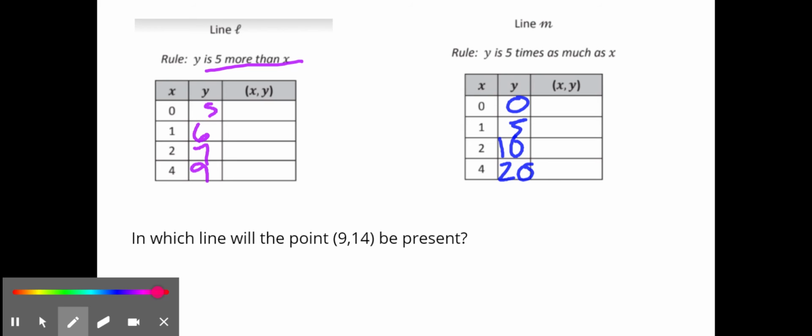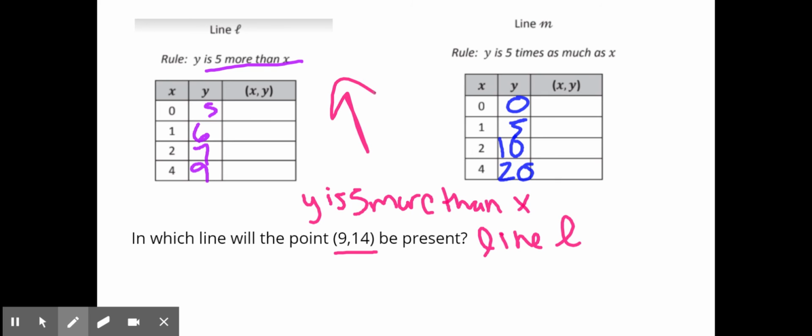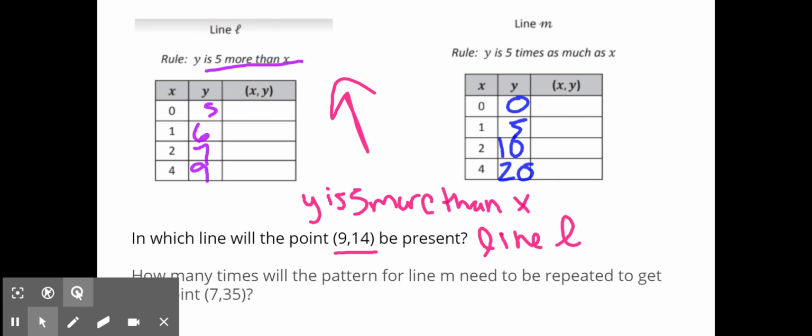Okay, so if I'm looking at this, this is my y is 5 more than x. So I'm looking at this point, how are they related? 14 is 5 more than 9. So I know that this will be line L because that matches that pattern.